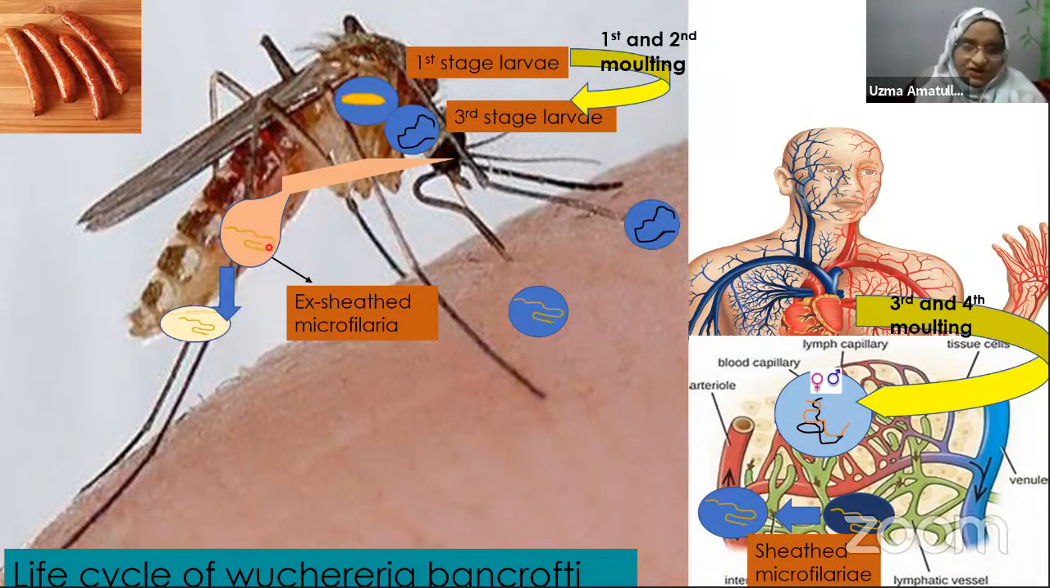Now because of the action of the digestive enzymes, this sheet gets dissolved. Which sheet? That hyaline sheet which was there on the larva gets dissolved. Now this larva is free. It is without sheet, so now it is termed ex-sheathed microfilaria. Ex means out, the sheet is not there, ex-sheathed. Now the sheet is removed. Now this is called ex-sheathed microfilaria.